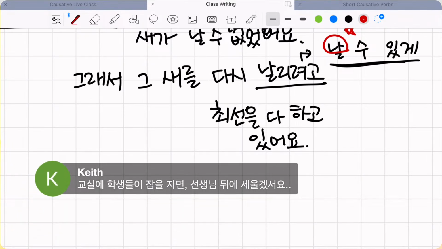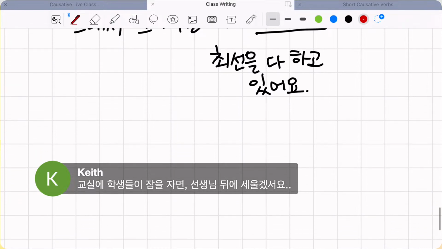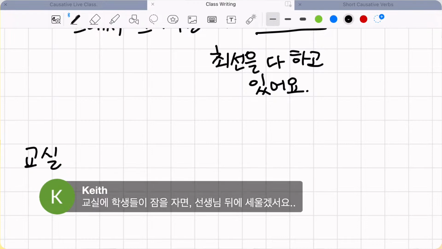교실에서 학생들이 잠을 자면 선생님이 뒤에 오케이. 그쵸. 그런 선생님들 많아요. I know a lot of teachers like that who make the students stand at the back of the classroom if they fall asleep. 교실에, since this is an online class, I can't really do that, but I think that's a really effective teaching method or guiding method.